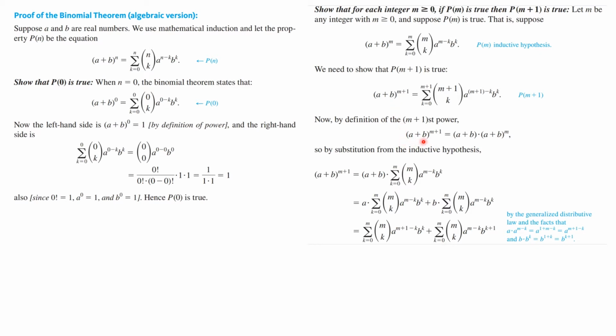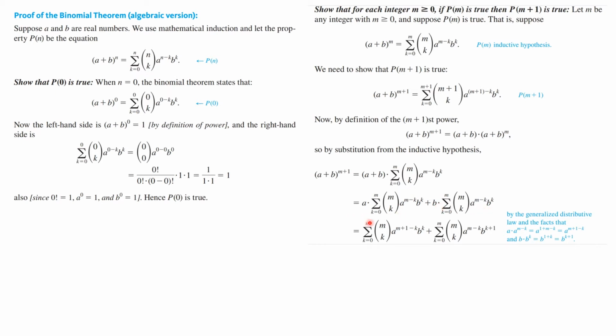So we know that (a plus b) to the m plus 1 is (a plus b) to the 1 times (a plus b) to the m. And we're going to apply our induction hypothesis to this part. So it's a plus b times, and then this is our induction hypothesis, what we're assuming is true. So we can replace this with this. And now we're going to distribute this expression across a plus b. So it's going to be a times this business plus b times this business.